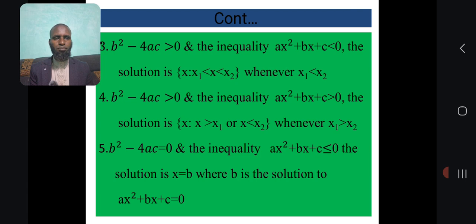Therefore, to solve quadratic inequality, we use this first method. This method is very important to have the basic concepts of the quadratic inequality, and we'll see other methods in the coming programs.